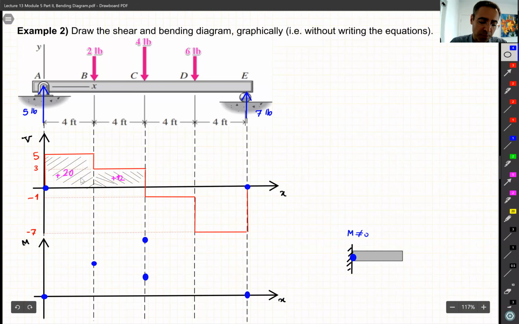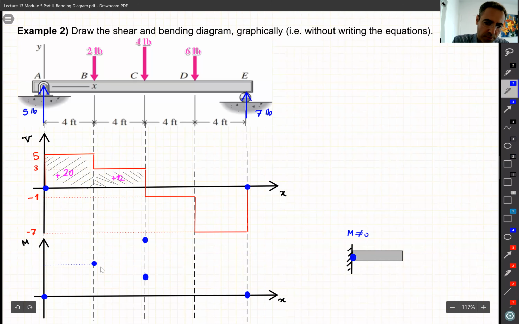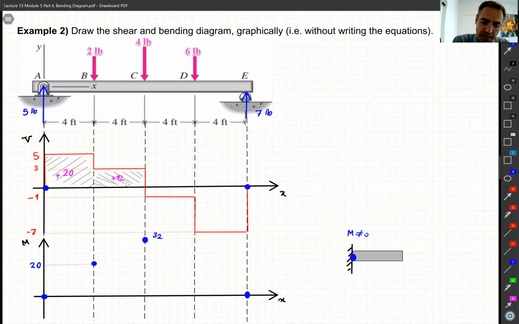area from the beginning to that point, all right? From the beginning to the first boundary, the area is 20, so this point is 20. Then to the next point, I add another 12. It means I'm getting to, let me write it down here, 32. And this one is not correct, all right? Be careful not to make a mistake.